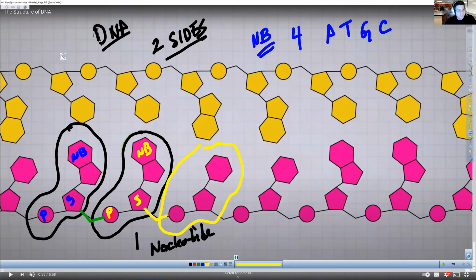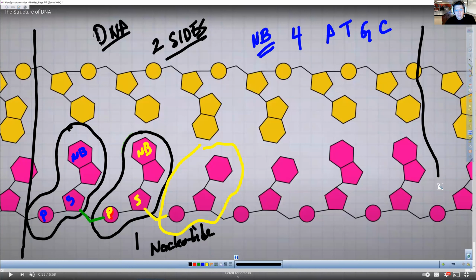And over here, that's how you build the other strand, just like that, right? And so DNA, basically, is built from all these little nucleotides. How many nucleotides are there from this line all the way to here? How many nucleotides are on the pink strand?